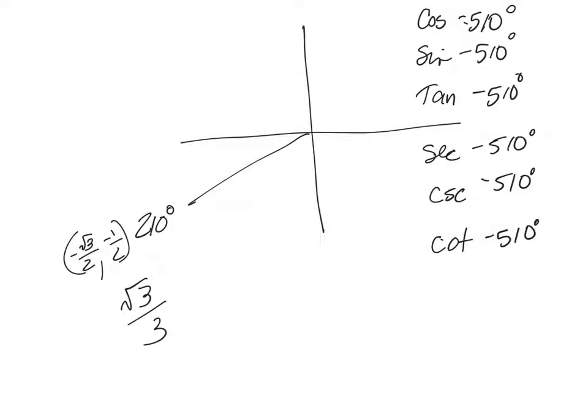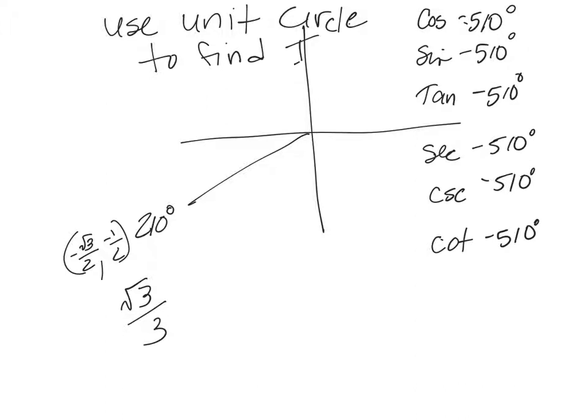All right, so I'm going to teach you how to use your unit circle to find trig functions, okay? And I'm giving a very easy example, negative 510. Well, I want you to look at your unit circle and see that negative 510 isn't on your unit circle, correct? It only goes from 0 to 360.